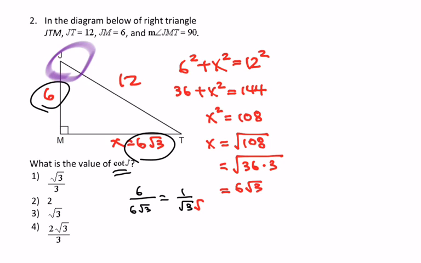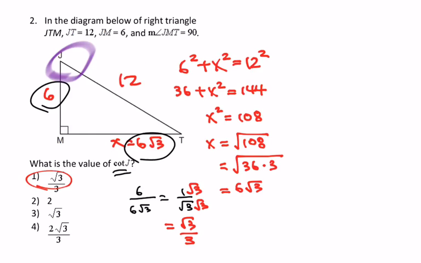Multiplying top and bottom by radical 3, we'll end up getting radical 3 over 3, which is choice 1. That will be our answer.